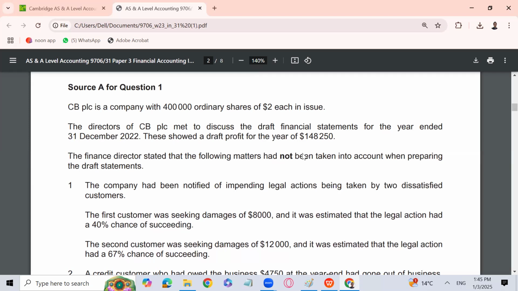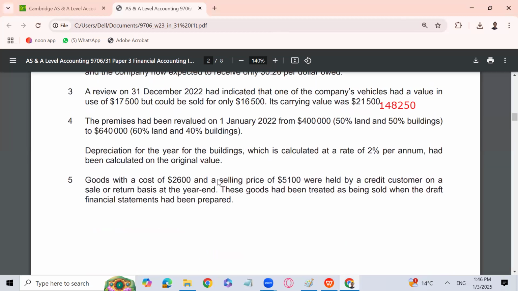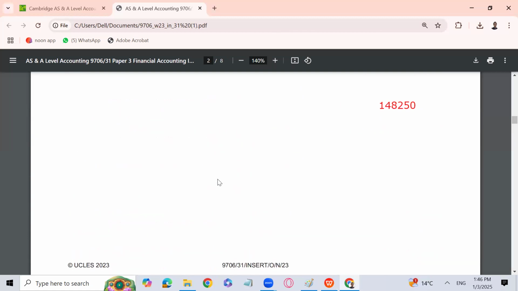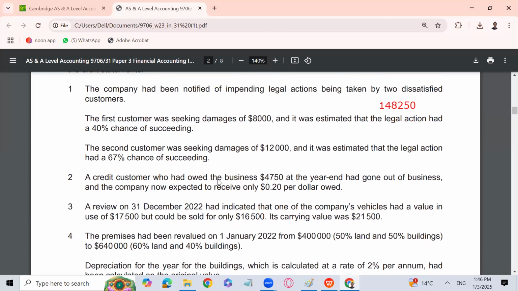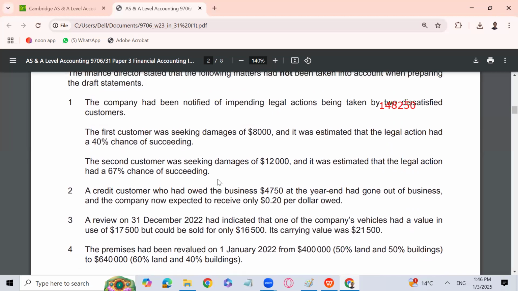There is no corrected balance sheet or statement of financial position to be prepared in this question. You just need to go for the correction of the profit, and that's it. So for 148,250, you can write it here, and you will go with the adjustment of this profit to find the corrected profit. These five examples are given, and the examiner has asked to give the answer for the adjusted profit. So let's start studying it.